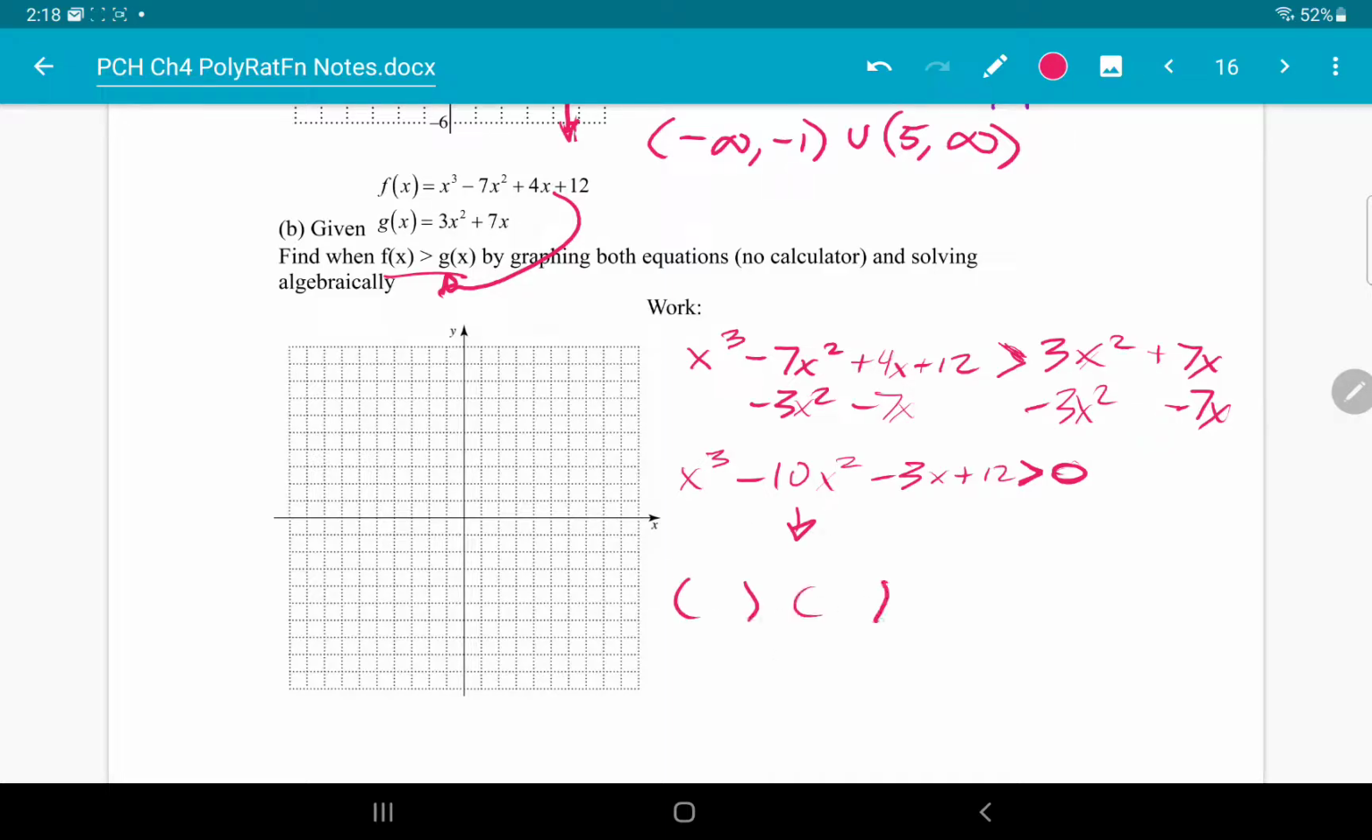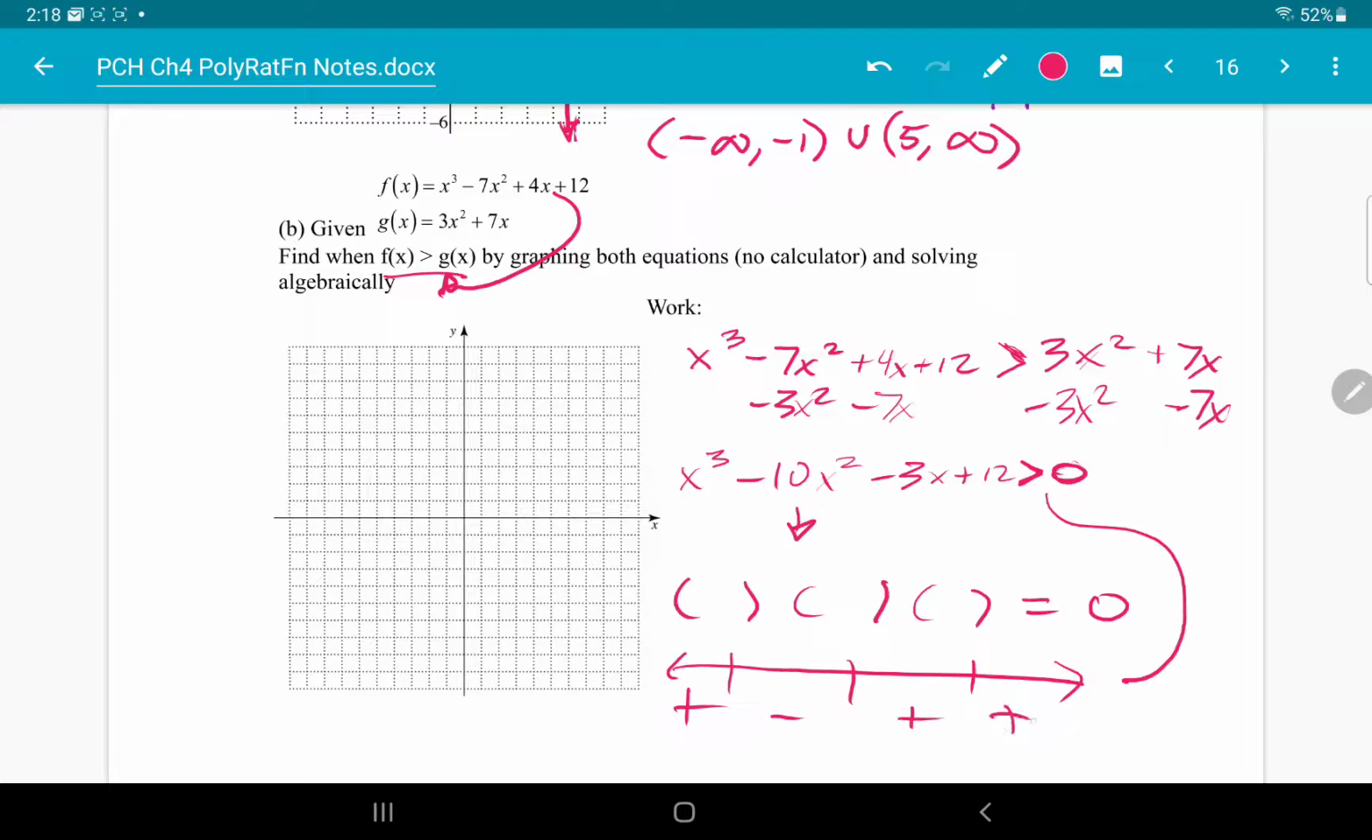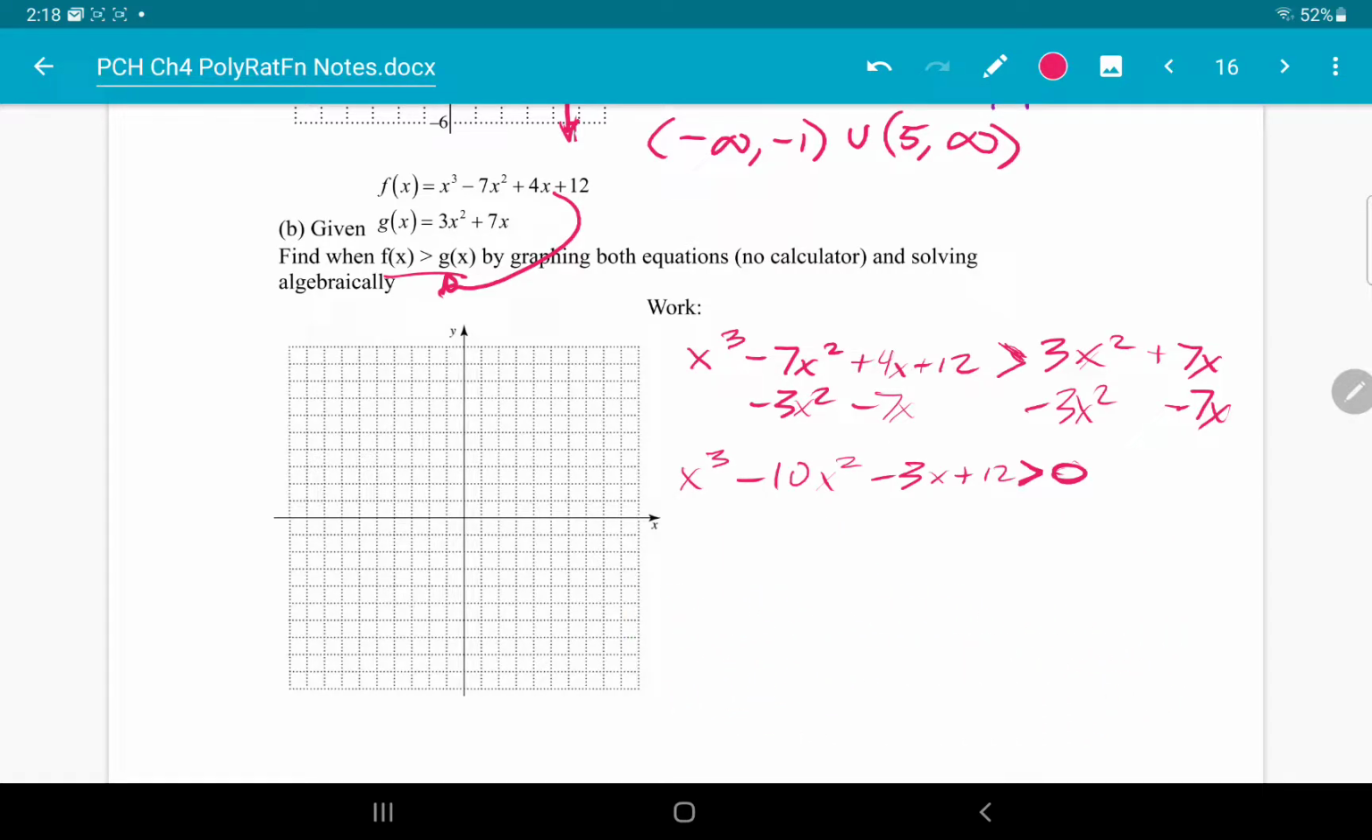Once you get all those factors, you'll then be able to say, I need to find those zeros, make them equal to 0, do your sign analysis with those factors, and then ultimately decide when do you have positive values, when do you have negative values, and that will give you your solution set. Okay, so that's the main idea. Let's go ahead and do that.